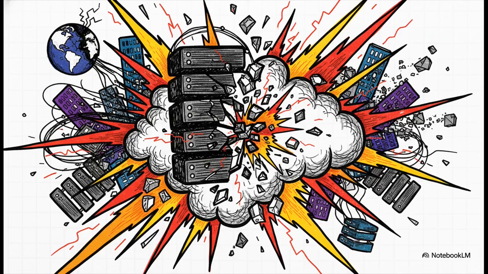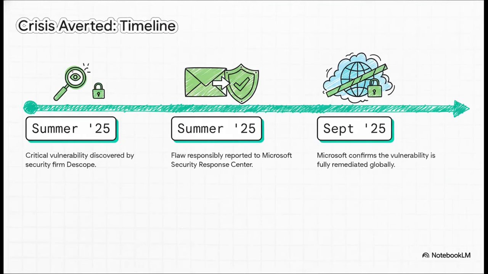If the bad guys had found this first, we could have seen a global tidal wave of corporate spying, data theft, and ransomware. We're not talking about some minor bug. This was a top-tier, systemic threat to the whole digital economy. Thankfully, that particular disaster never happened.